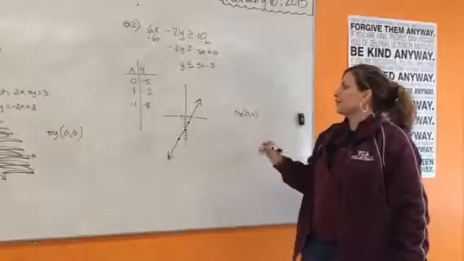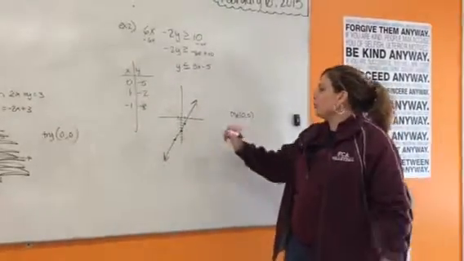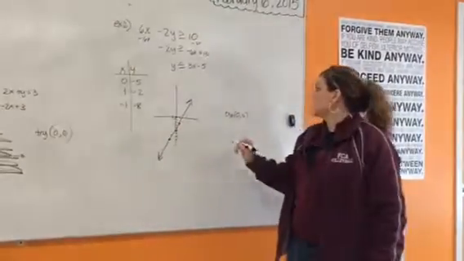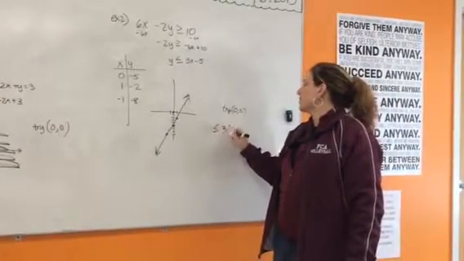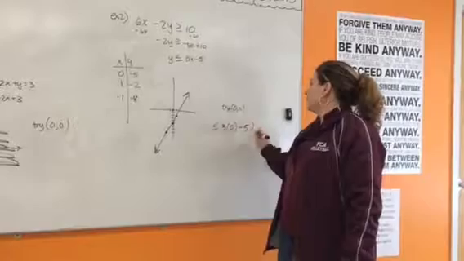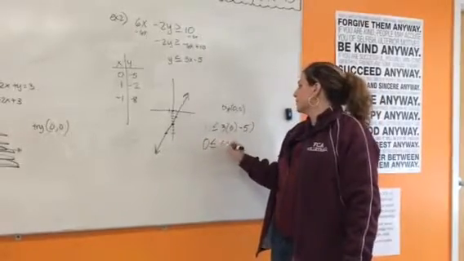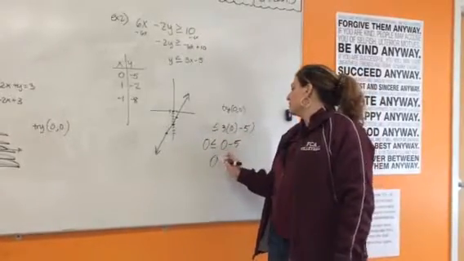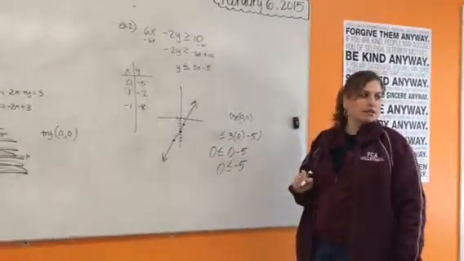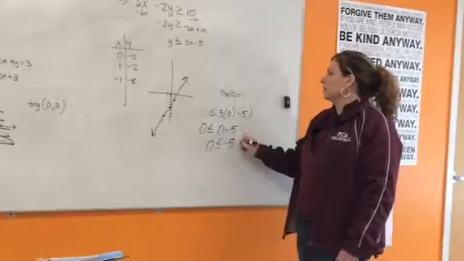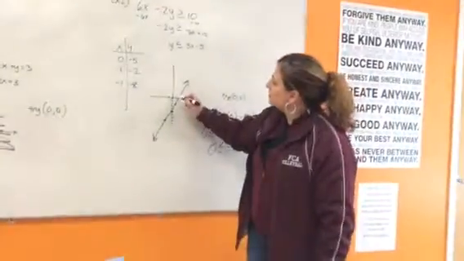I'm going to try 0, 0 again, which is right there. You don't always have to do 0, 0. You can do whatever you want. I like easy. Let's plug in 0 for y. Let's plug in 0 for x. See what happens. 0 is less than or equal to 0 minus 5. Is 0 less than or equal to negative 5? Is that true? Anybody know? No, that's not. So 0, 0 is not on this graph.